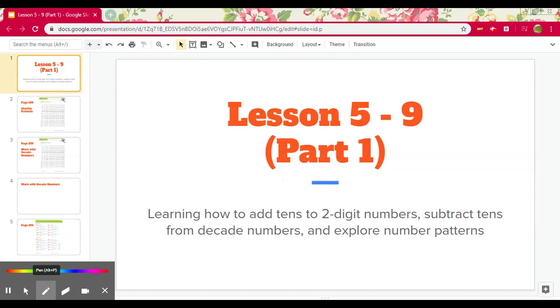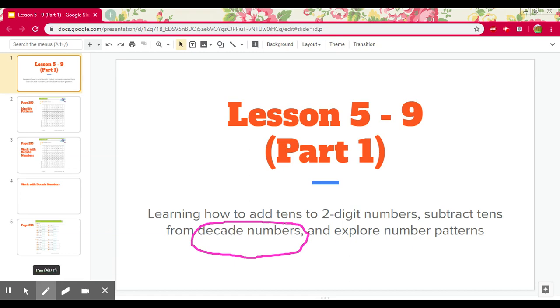Hello, mathematicians. Today we are working on lesson 5-9. This is the first part of two. We are learning how to add tens to two-digit numbers, subtract tens from decade numbers, and explore number patterns. Decade numbers are all the numbers we say when we count by tens.